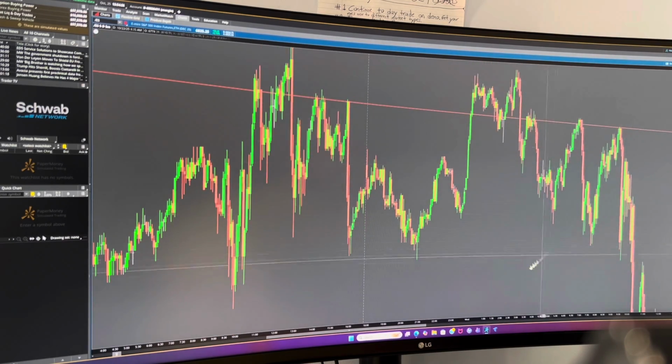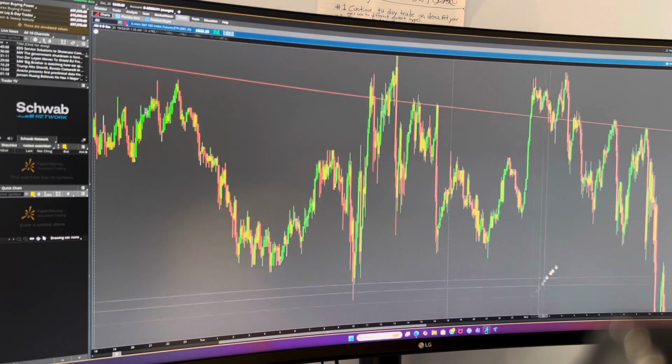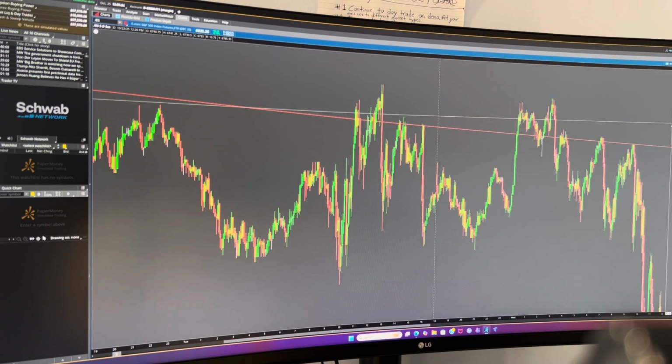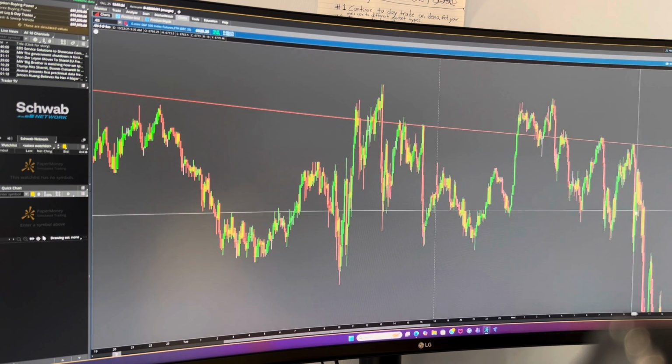And then this is where it gets interesting. This is where I don't want to say non-profitable traders and the profitable traders are separated, but I would say the very profitable traders over time have this skill to just walk away from the computer or just block out all the noise, because this is all noise right here.